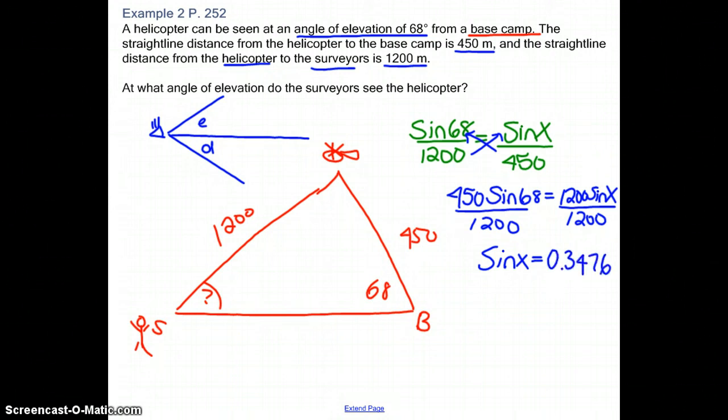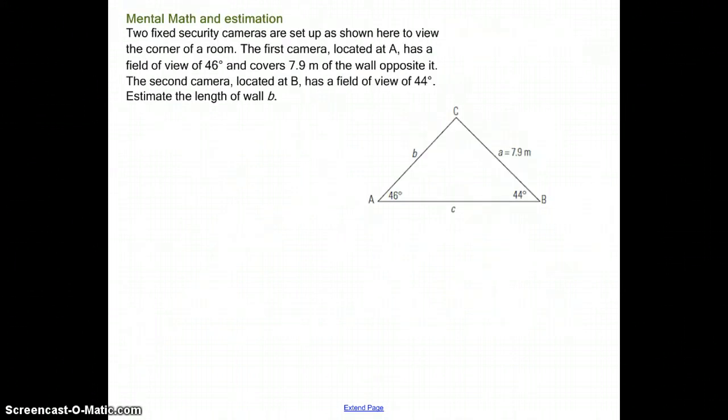Good. Now to get x, we need to actually use the inverse of sine, or hit the second button on your calculator, to get the measure of angle x to equal approximately 20 degrees. Good job. So, mental math and estimation.